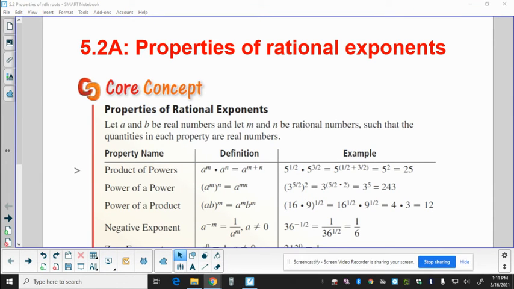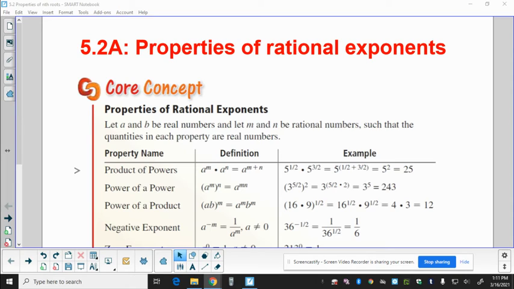All right, let's take a look at the next section. We're going to break this into several pieces, so let's call this 5.2a. Start off with the properties of rational exponents. Rational exponents are exponents that are fractions.